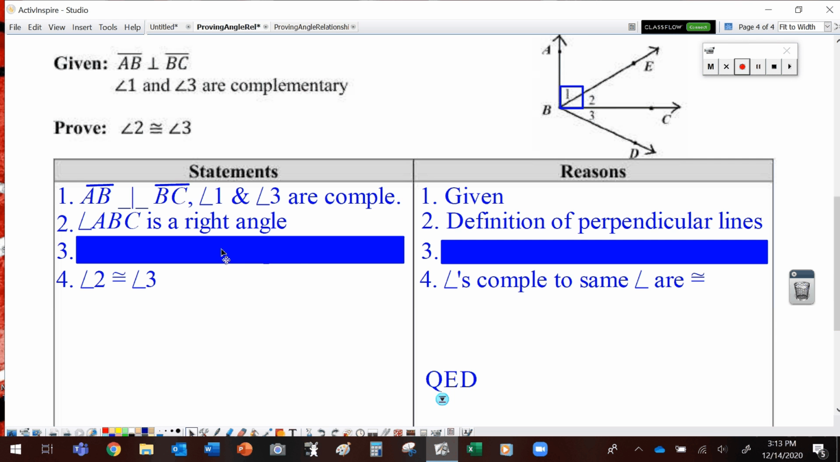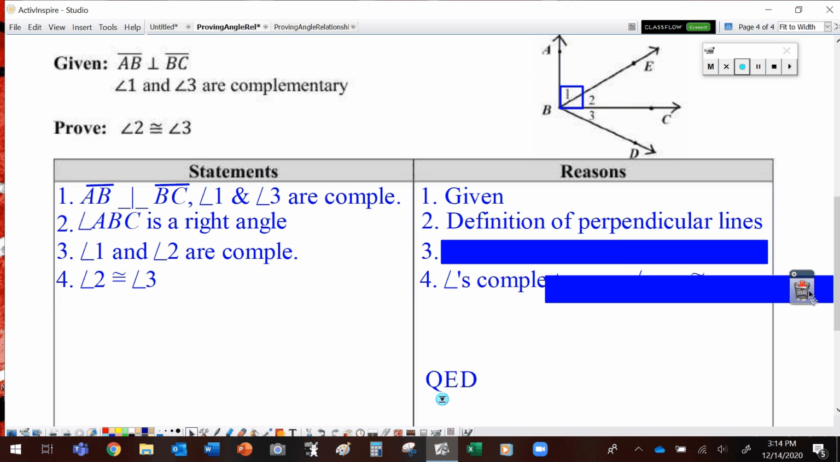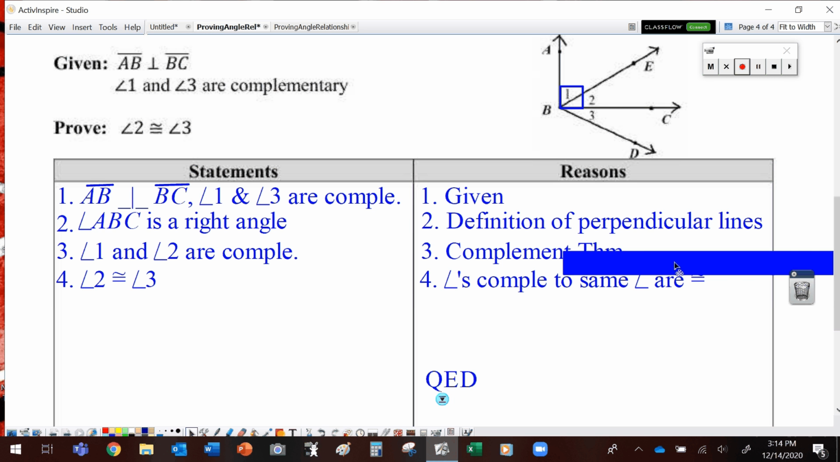Okay? Then, if that's a right angle, angle 1 and angle 2 are adjacent angles. And if they're adjacent, okay, and these non-common sides form a right angle, that means that these two have to add up to 90 degrees. And that's exactly what one of our properties says. Angle 1 and angle 2 are complementary because of the complement theorem. They're adjacent, and their non-common sides form a right angle. That means that they have to be complementary.